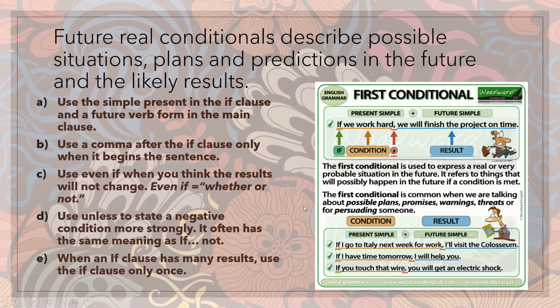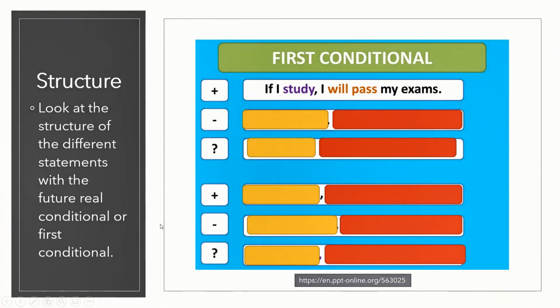Now, let's see other examples. I wanted you to see these examples and take a look at the structure of the different statements with the real conditional, also called the first conditional. In affirmative statements, we have, if I study, what will be the possible result in the future? Or a real result? Well, I will pass my exams. If I study, I will improve my speaking. If I study, I will be better in English, for example.